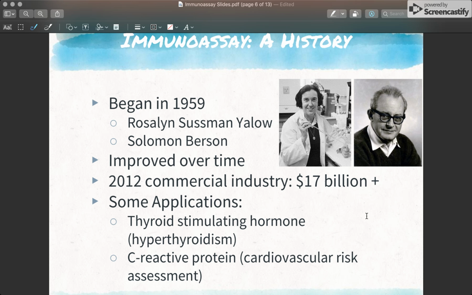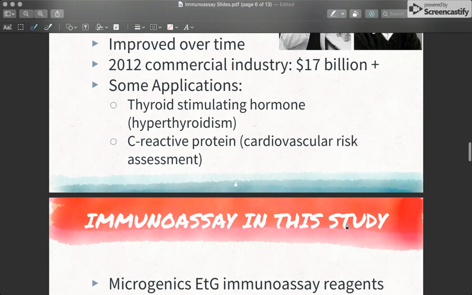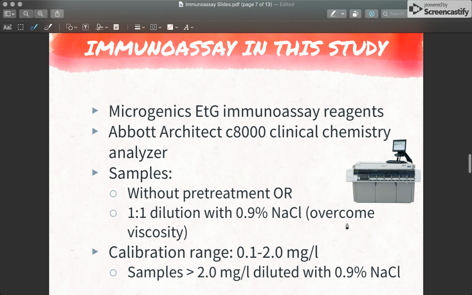So those are just a few of the applications outside of the study where immunoassay could be used: hyperthyroidism and assessing cardiovascular risk. But we're going to get into how immunoassay was actually used in this study. This study used a Microgenics ETG immunoassay reagent.